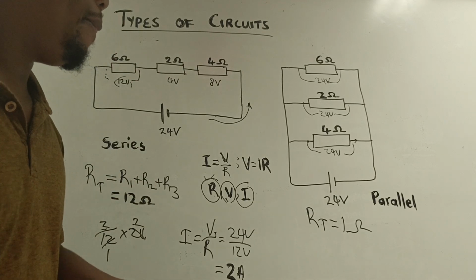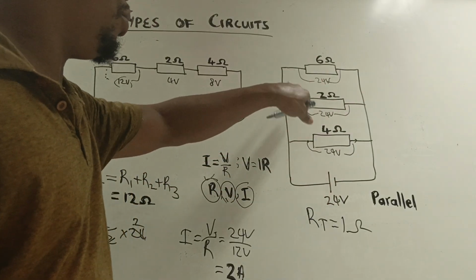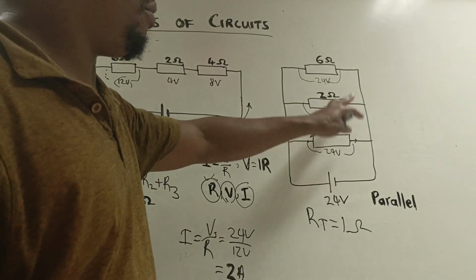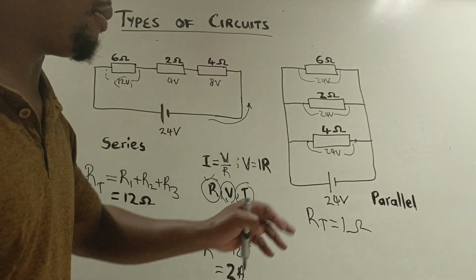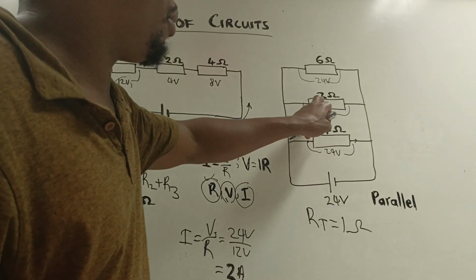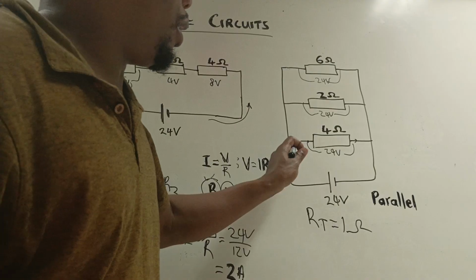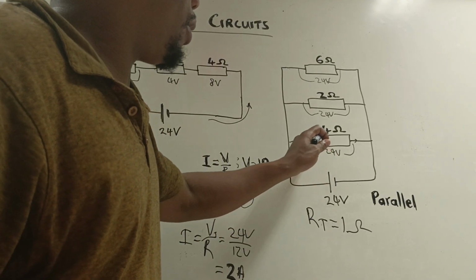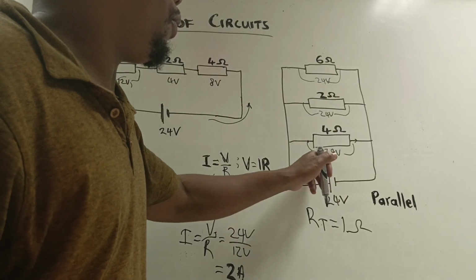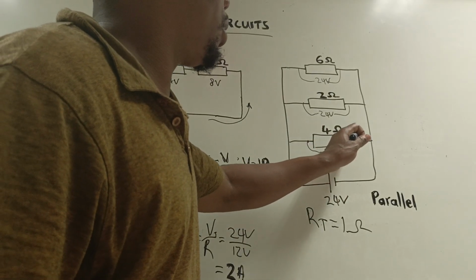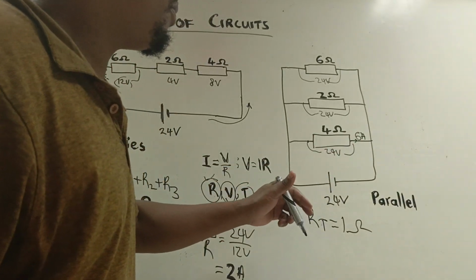So we compare the current flowing in a parallel circuit. There are 2 ways. The current in this loop is 24 divided by 4. Current is V over R, so 24 divided by 4 is 6. So the current flowing here is 6 amps.